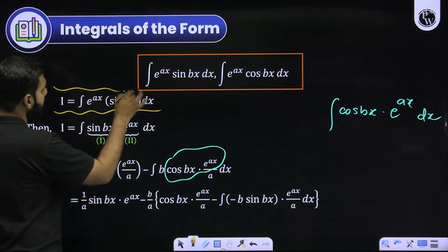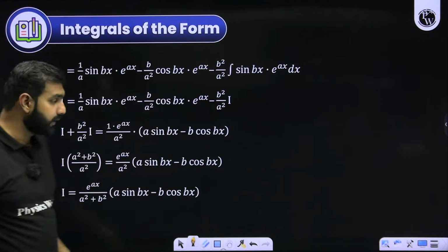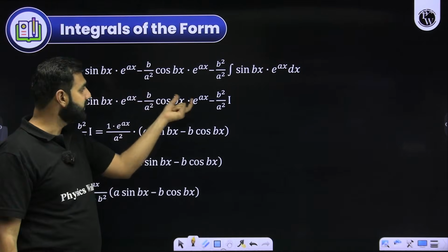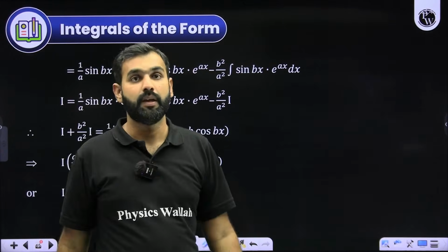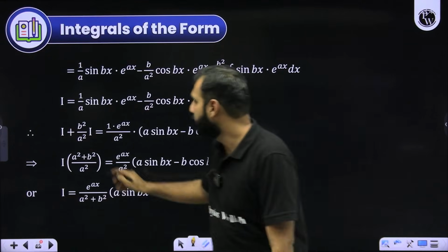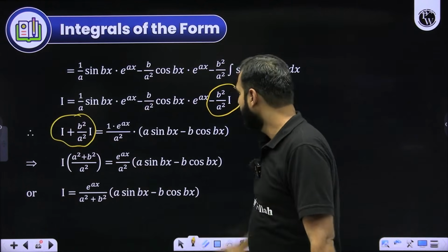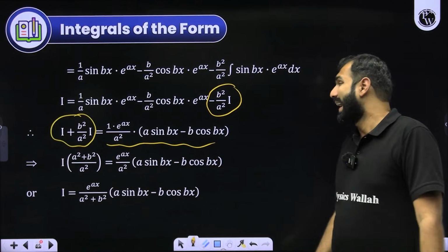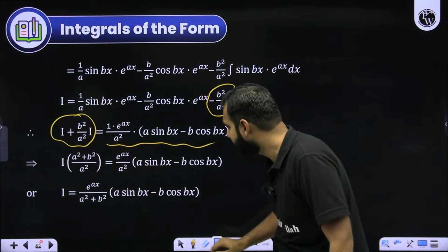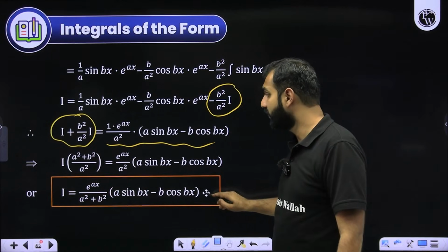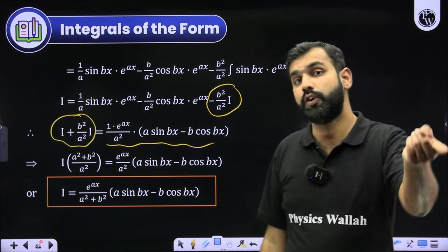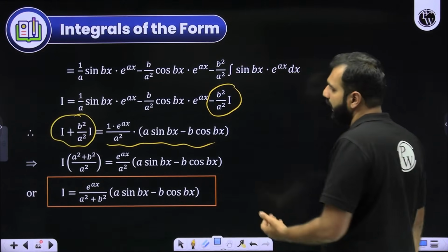So I hope you're understanding the meaning of recursion, that this I, which was on the left hand side, appears again. So this minus b square by a square I, I bring on the left hand side. It becomes I plus b square by a square I, and there I get some expression. Then when I simplify this, a square plus b square by a square, I take it to the left hand side. So this is the final value of I which we were trying to figure out. Again, we couldn't integrate it directly, but here I could use recursion, and through recursion, I could write I.